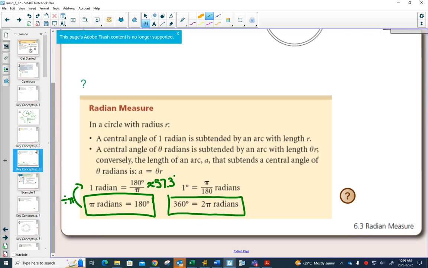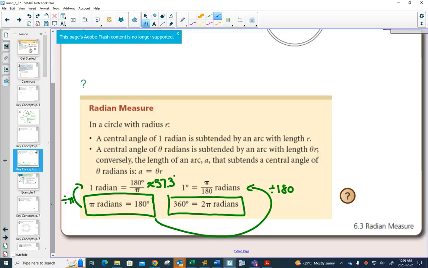And similarly, if you wanted to get 1 degree by itself, and you see that you could just take this one and divide it by 180, then you would get 1 degree by itself, and then you'd have a conversion for converting from degrees to radians.